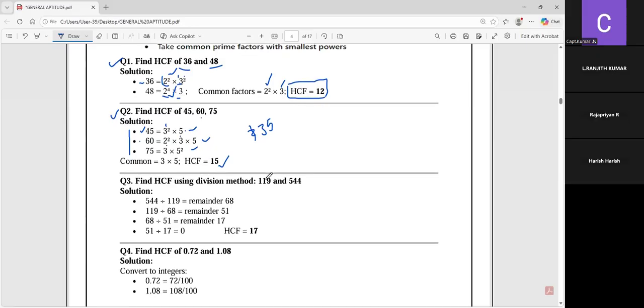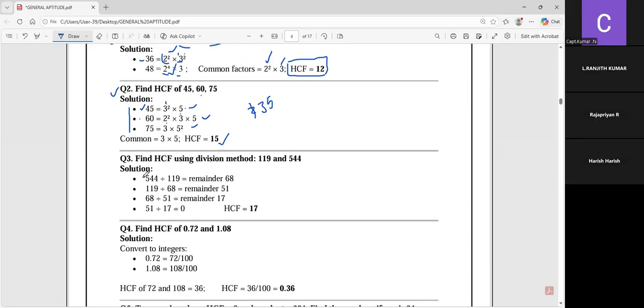The third type is a very simple type. Find the HCF by using the division method, 190 and 540. From this, we are going to calculate the HCF value. First, I'm going to take 545 and divide it by 119. Definitely, I will get the remainder 68.